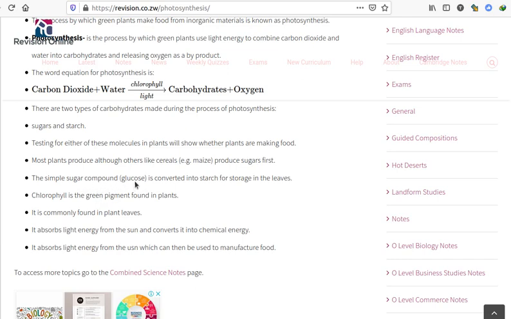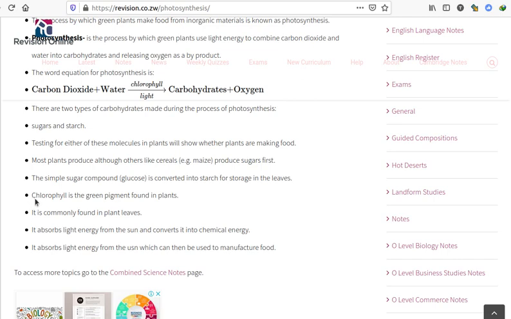If a plant produces glucose, it is converted to starch for storage. We cannot store carbohydrate in the form of glucose because glucose is soluble, right? But we can store it in the form of starch. So if we produce glucose, the plant will then go ahead and convert it into starch so that it can store it, right?